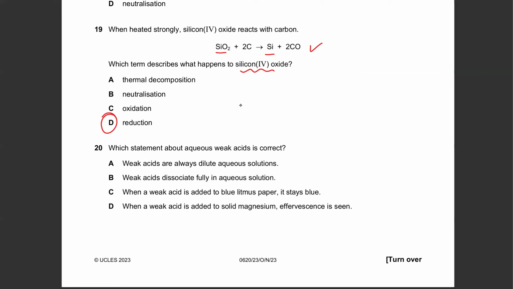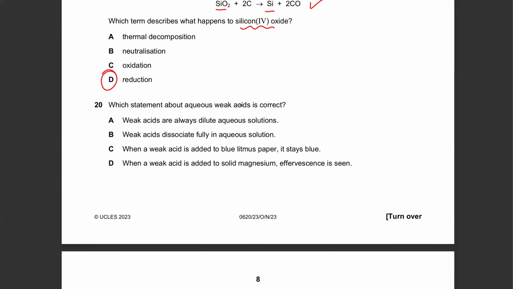Which statement about aqueous weak acids is correct? Oh, A and B are wrong, so D. It's D, Mr. Fahad.